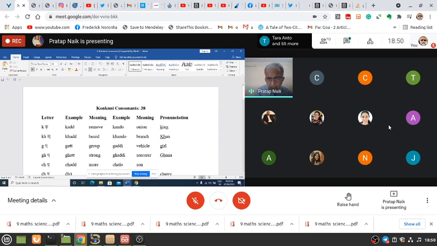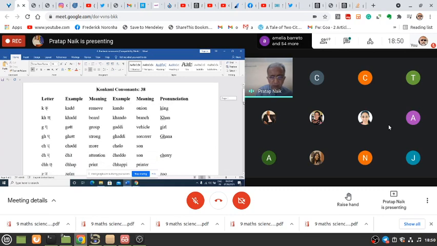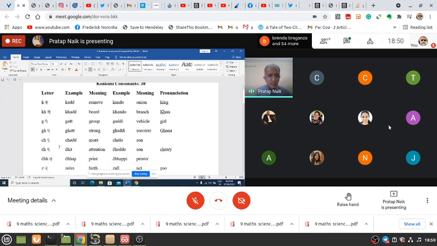How to pronounce that one? As if it is in Ghana. G-H-A-N-A, Ghana. Something similar to that. I can't say exactly because from English, we don't have any examples to give you, because English doesn't have such a strong aspiration. Only in Indian languages do we have this aspiration. K, KH, G, GH.